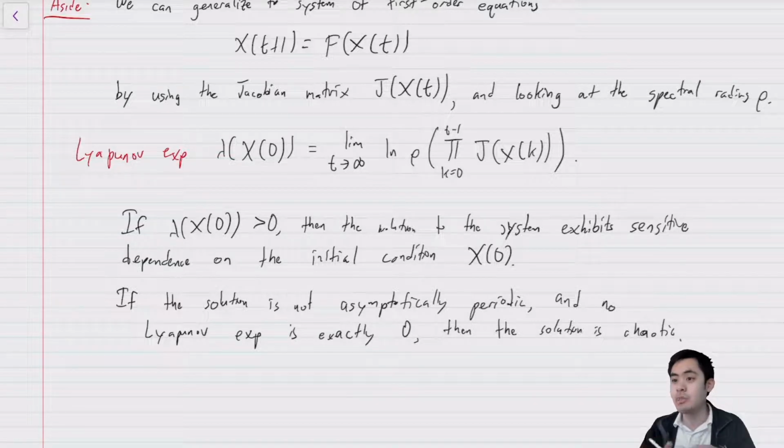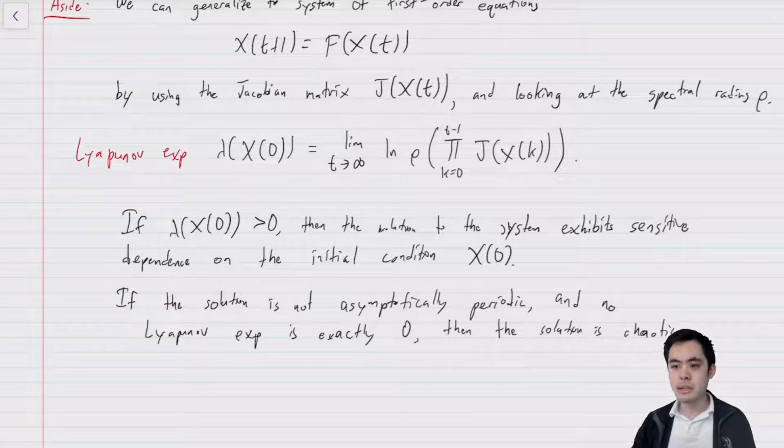But it's important for you to know because chaos is actually a feature of systems of difference equations in addition to just a single first order difference equation. I think that's about all for these examples, and hopefully that sort of helped illustrate a little bit what the sensitive dependence on the initial conditions and the Liapunov exponents are.